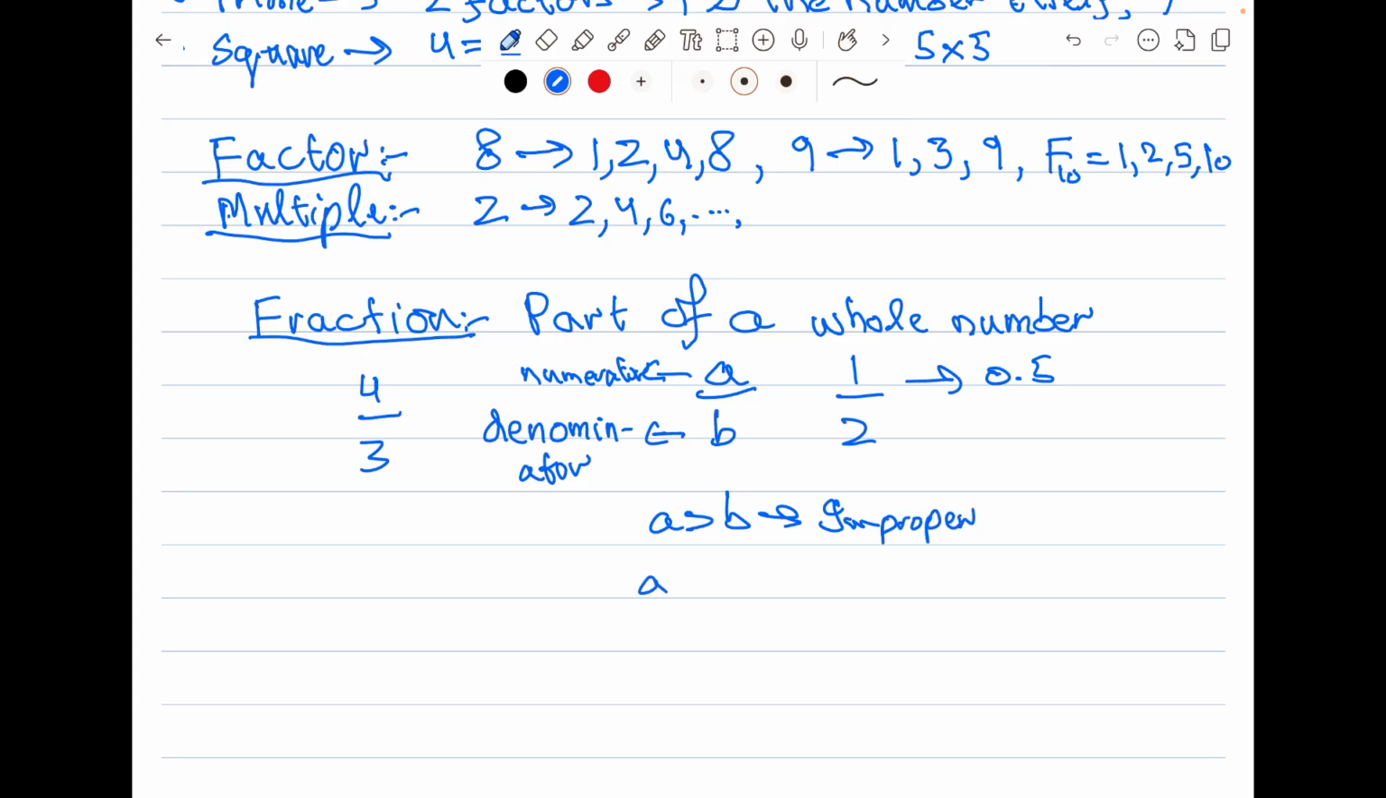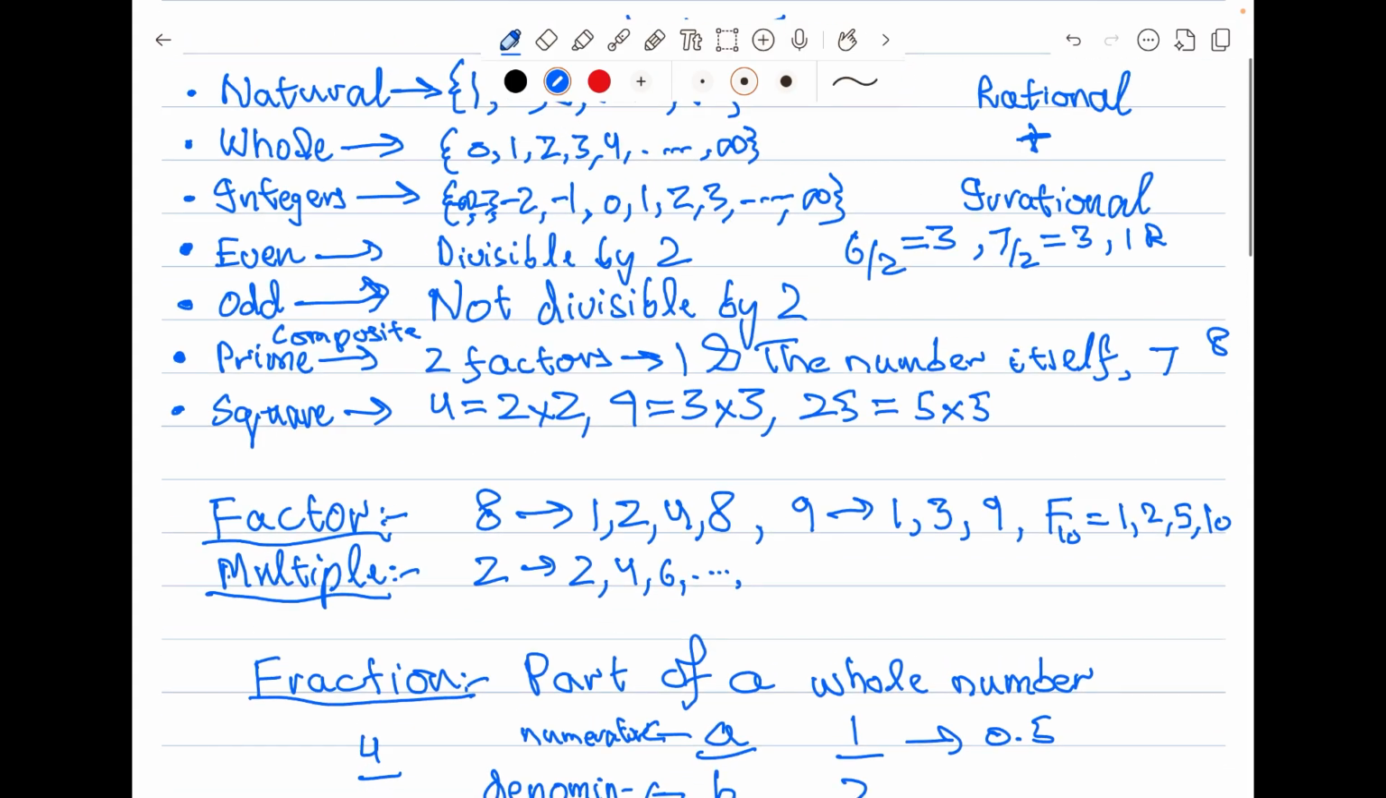And the fraction in which the numerator is smaller than the denominator is called a proper fraction, right? So there you have it. That's the definition of a fraction and some of the types of fraction. There's one more type of fraction, the mixed fraction, but we will look at it later. So yeah, that's the basic number types.